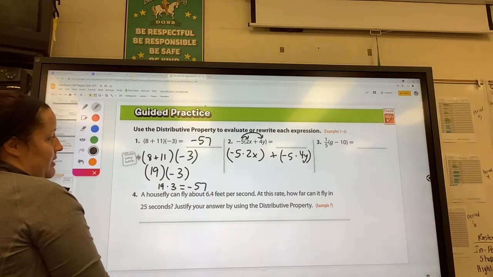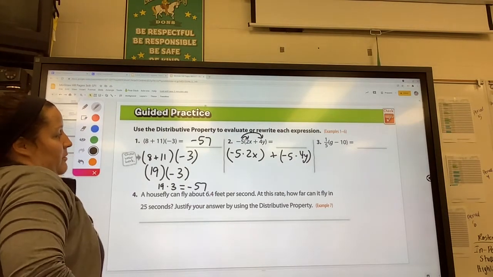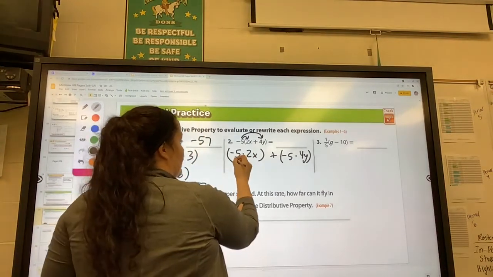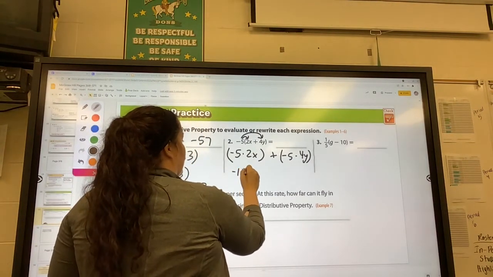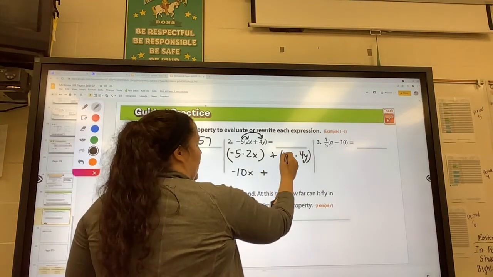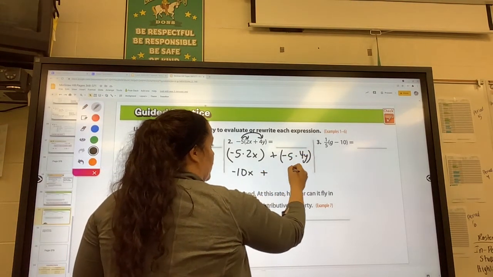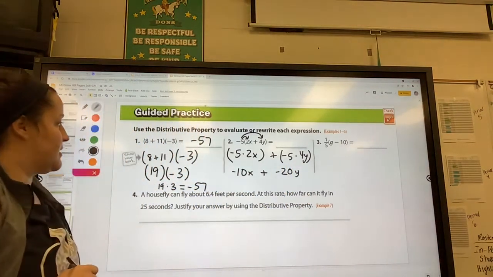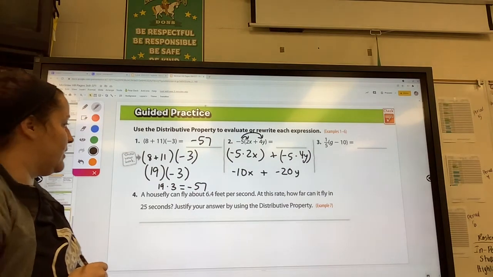Remember when you're multiplying numbers and variables, you multiply the numbers and you multiply the variables within the set of parentheses. So negative 5 times 2 is negative 10, and you leave x because it's not multiplied by anything. And then plus, negative 5 times 4 is negative 20, and you leave y. And then that is the simplified answer.